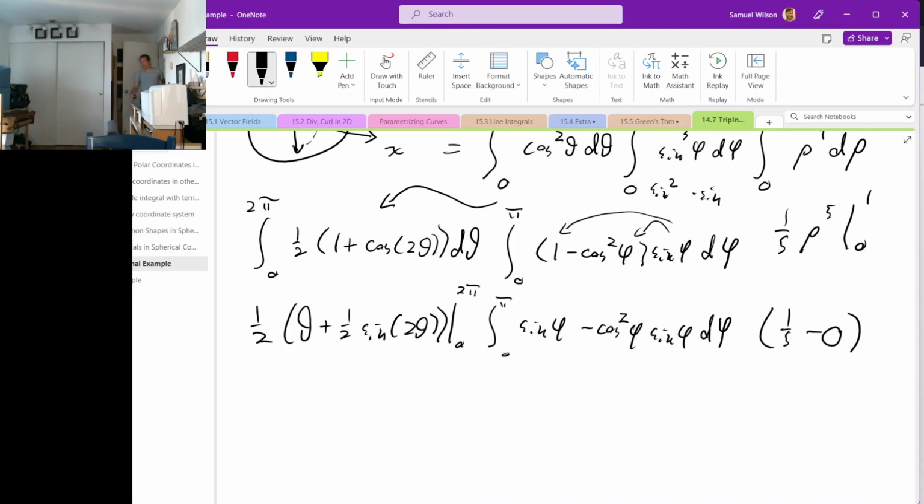So for our theta integral, this is going to be 1/2. So when we plug in 2 pi, we get 2 pi plus, well, we get 0 when we plug 2 pi into this sine part. And then when we plug in our zeros, we get nothing but zeros. So it's just 1/2 times 2 pi. Okay, so now we need to do our phi integral. And we'll integrate these two pieces separately. So integral of sine phi, that's minus cosine phi, from 0 to pi, and I need to put this whole mess in brackets like this.